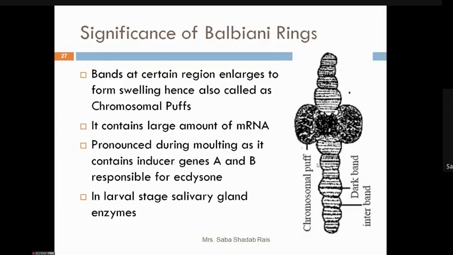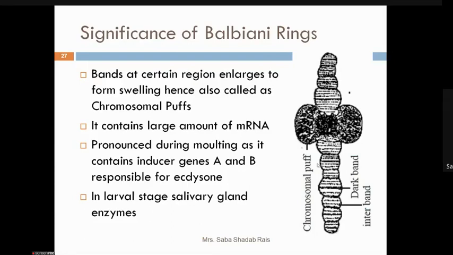Now, why the salivary gland? Because these larvae are voracious feeders. If they are feeding so much, definitely they require lots of digestive enzymes, and these enzymes are again proteins. For that particular reason, you will find that they comprise these Balbiani rings.